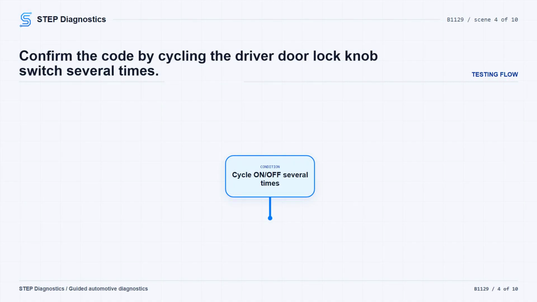To confirm the complaint for B1129, operate the driver's door lock knob switch on and off several times. The logic behind this code is simple. If the power window master switch detects the lock signal and the unlock signal at the same time, it stores the fault. So the goal is to reproduce the operating condition before separating the circuit for testing.